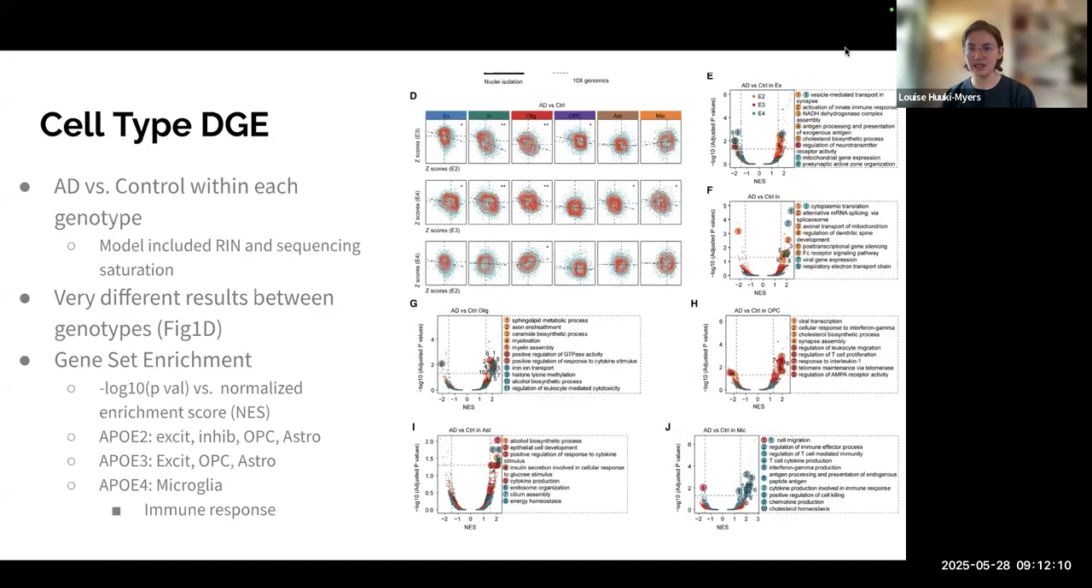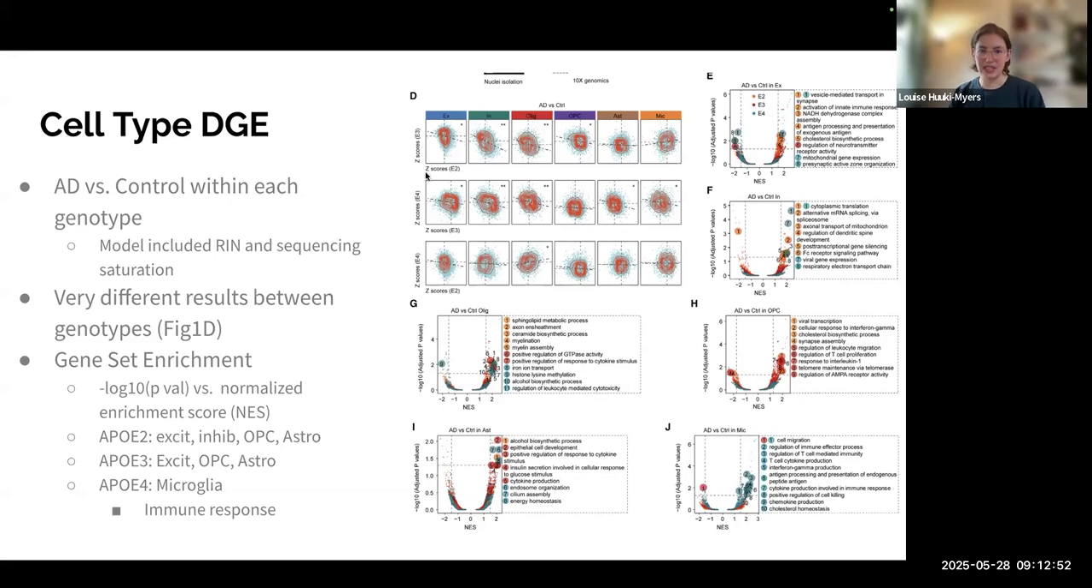And then digging into it, they did a big major differential expression analysis that then led to further refinements that we'll see in other figures and analyses in this paper, including some validation assays. But basically what they did is within each genotype and each cell type, they ran Alzheimer's versus control differential expression. Their modeling also included random sequencing saturation as confounding variables. And the first thing that they point out is that there's very different results between genotypes.